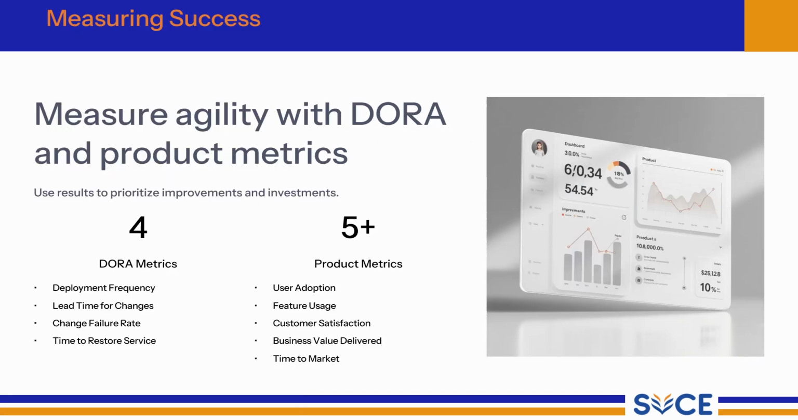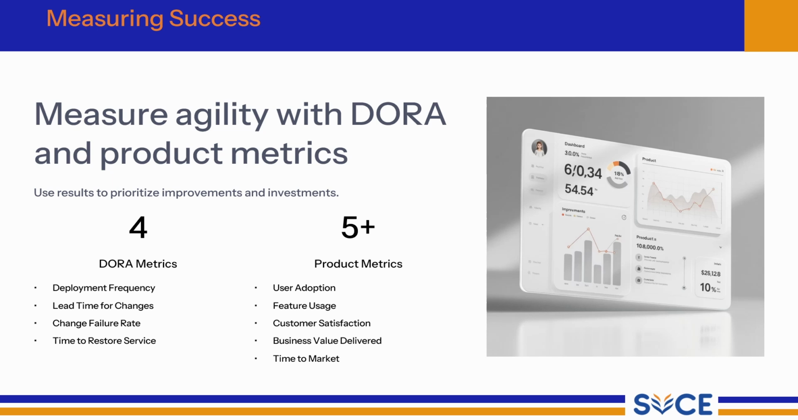And the fourth point is DORA metrics. Measure agility with DORA metrics and product metrics. Gives data to prioritize improvements and investments. We can't improve what we don't measure. So, DORA metrics track the engineering performance while product metrics show the business and user impact. Measure to improve.